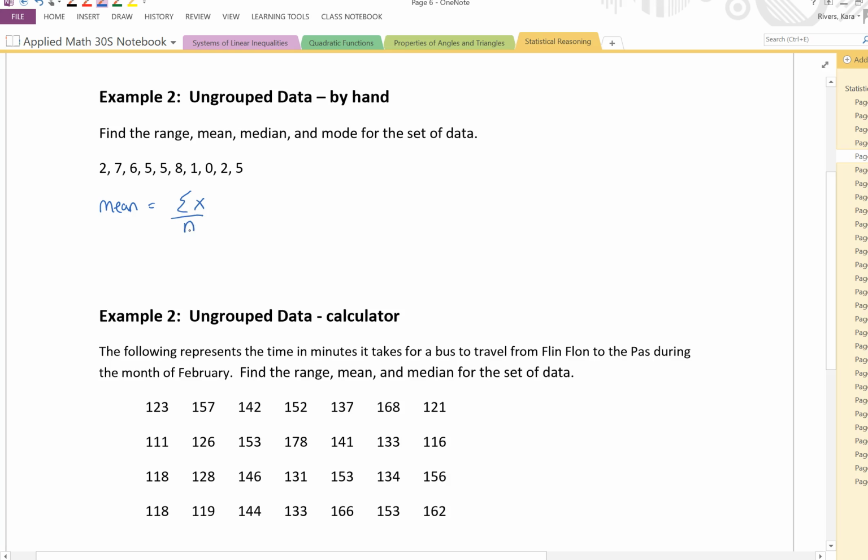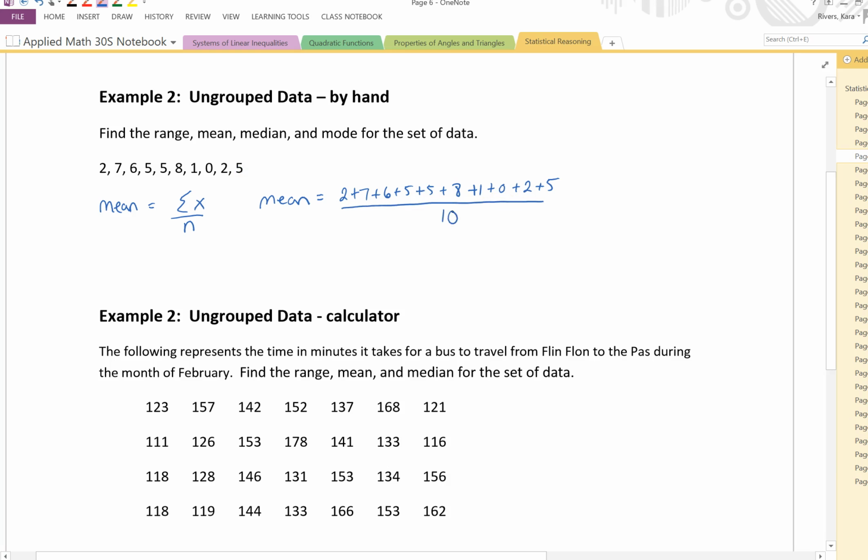So what do I mean? I'm going to find the mean by taking 2 plus 7 plus 6 plus 5 plus the other 5 plus 8 plus 1 plus 0 plus 2 plus 5. How many values do I have here? 1, 2, 3, 4, 5, 6, 7, 8, 9, 10 values. I'm going to divide it by 10.